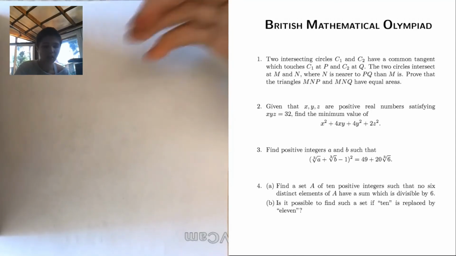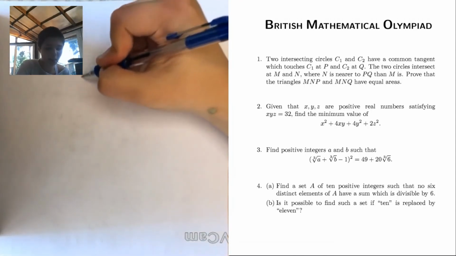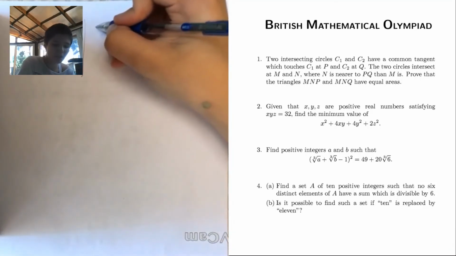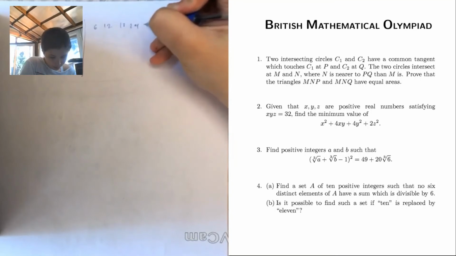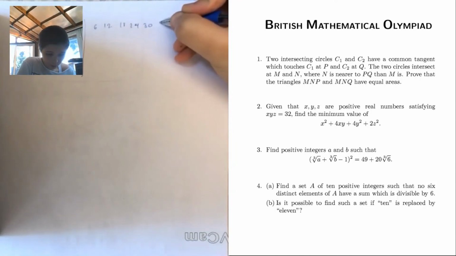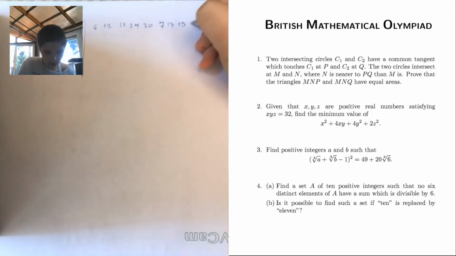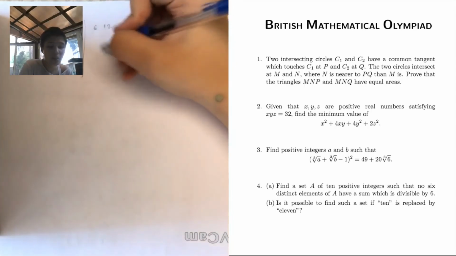Don't take too long on it, but I think that's the only way you can come up with a solution. So mine was 6, 12, 18, 24, 30, 7, 13, 19, 25, 31, and you can show by yourself that this sequence of 10 integers does indeed satisfy the conditions.